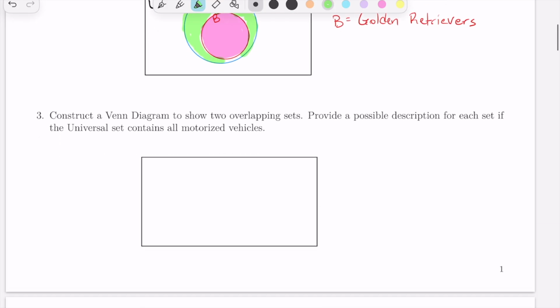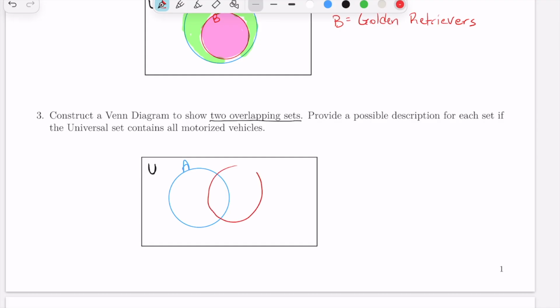The next one says, provide a possible description for each set if the universal set is all motorized vehicles, and we're to show two overlapping sets. So my universal set is all motorized vehicles. And we'll come over here and we'll call this one set A. And we'll put another one. Overlapping just means that there's some type of overlap. Here's set B.